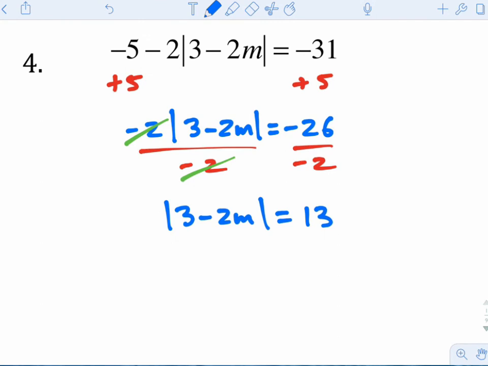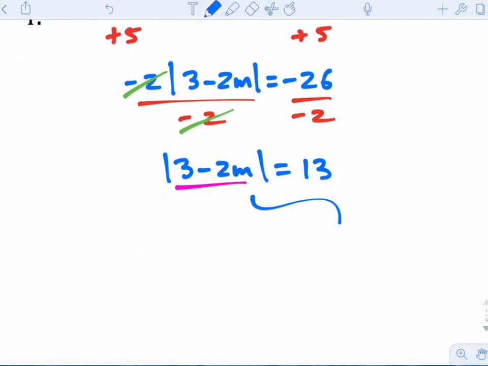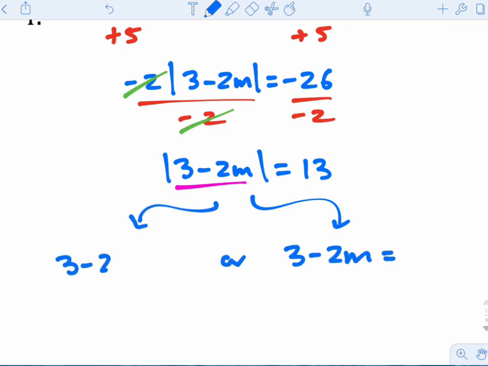We're going to have some solutions here. If the number 3 minus 2m has an absolute value equal to 13, then 3 minus 2m could be one of two things. It could be that 3 minus 2m is equal to 13, but it also could be that 3 minus 2m is equal to negative 13, because both 13 and negative 13 have an absolute value of 13. And so now we've got two pretty simple equations to solve.